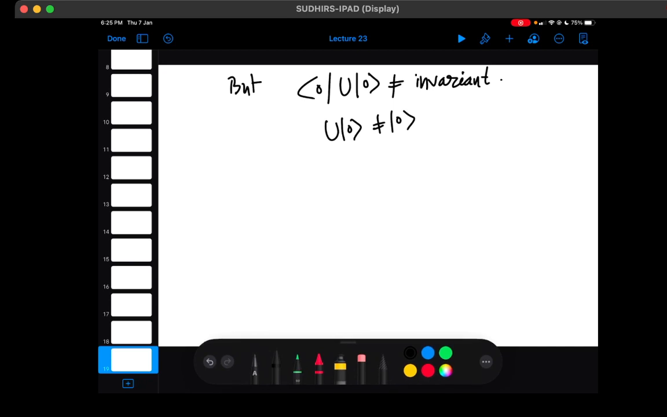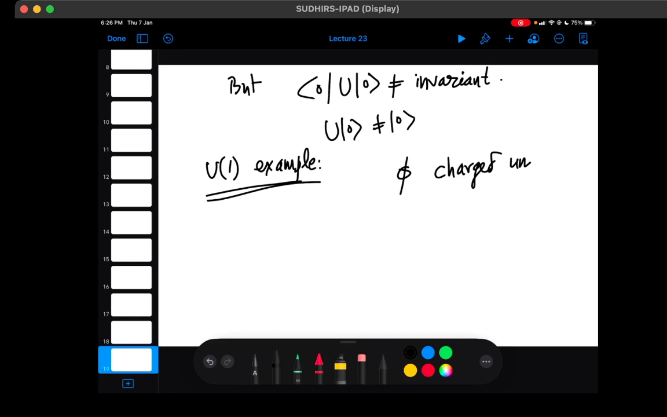The simplest example: let's consider a U1. Let's write down a scalar theory phi, which is charged under U1. So phi prime goes to e to the power i alpha q phi. It's a global symmetry. Let's just make it simpler. Alpha is some parameter, and q is the charge under this U1. So phi prime star is equal to e to the power minus i alpha q phi star.